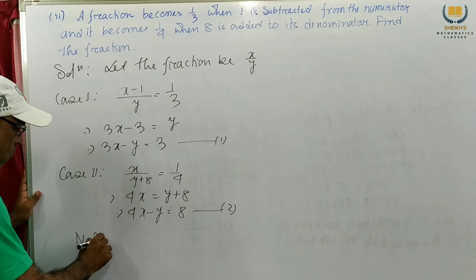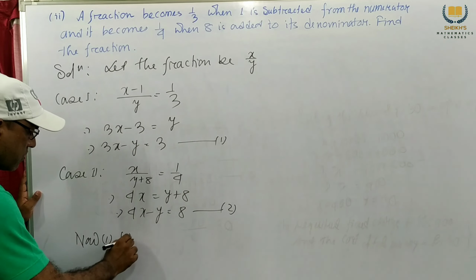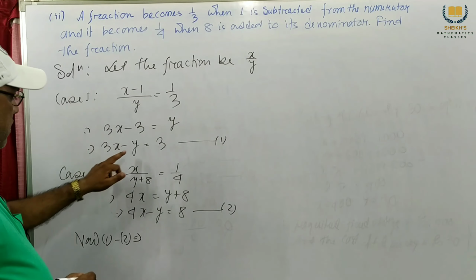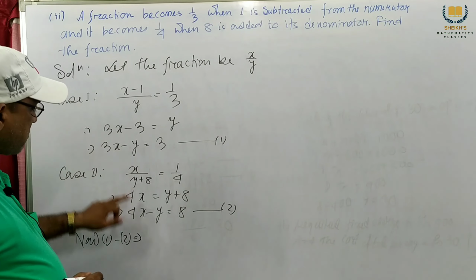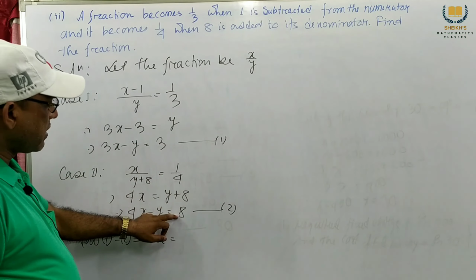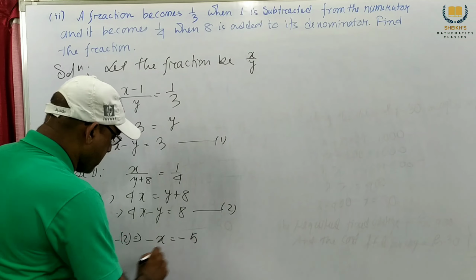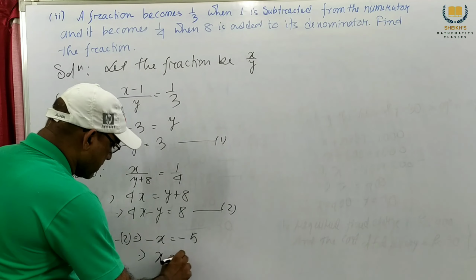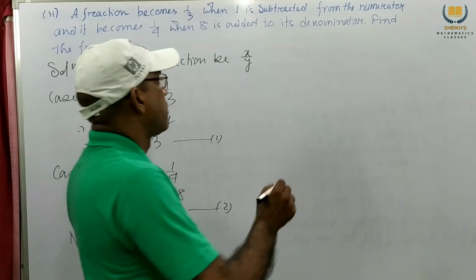Now 1 minus 2, then y cancels. 3x minus 4x, we get minus x. 3 minus 8, this is minus 5. Minus minus cancel, we get x equal to 5.